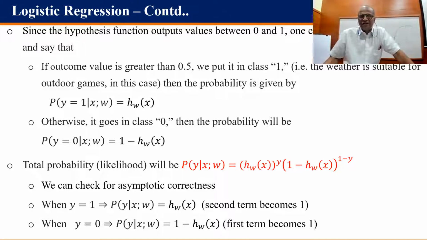The second term stays there. Second term becomes 1 minus h_w(x). So therefore, asymptotically for both the limits, it is correct. Okay. So who is the genius who found this out?